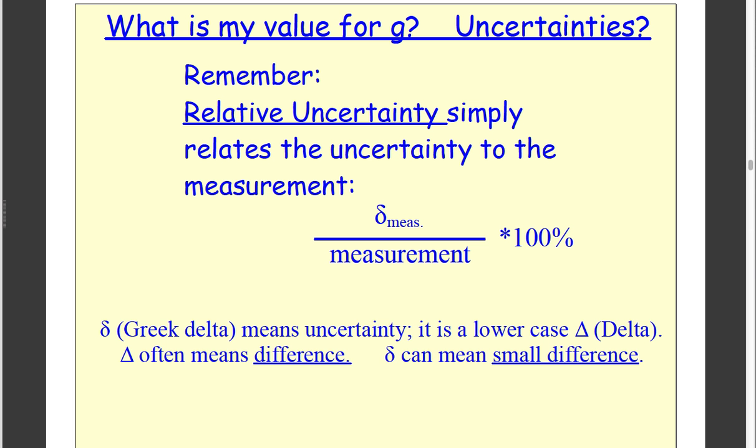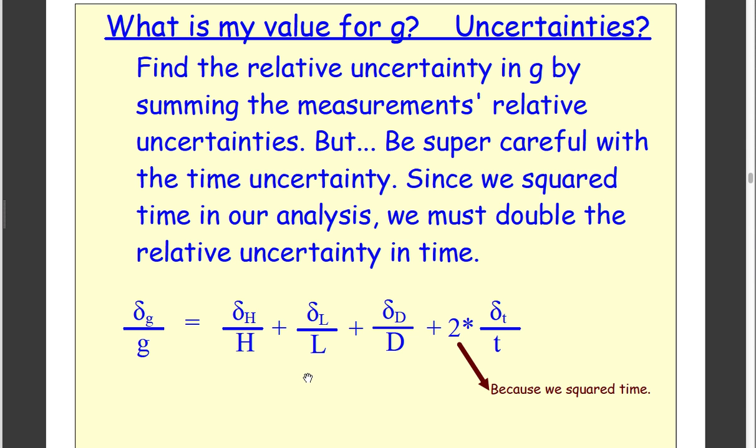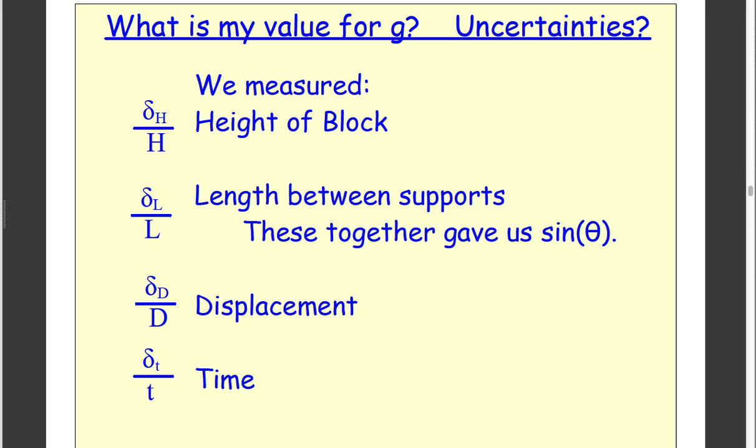Now, getting back to this statement that I sum the relative uncertainties, here we have the sum of the relative uncertainties. To find the relative uncertainty in G, a dimensionless number, it's simply the sum of my relative uncertainty in height, length, displacement, and twice the relative uncertainty in time. If you remember, we squared the time, and that means we have to double the uncertainty in time. So let's talk about each of these relative uncertainties.